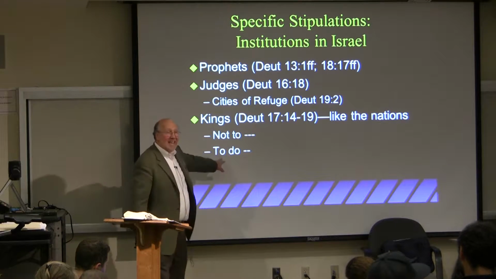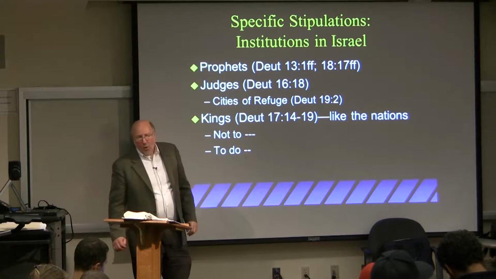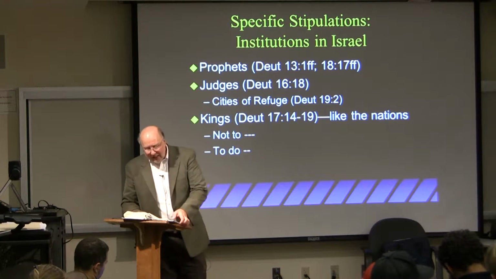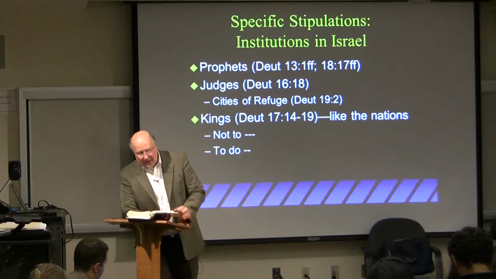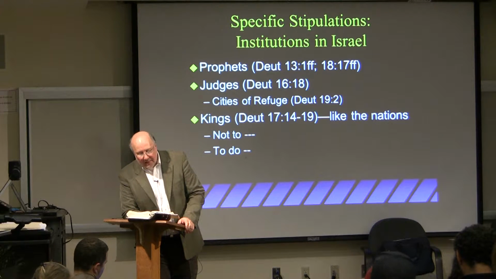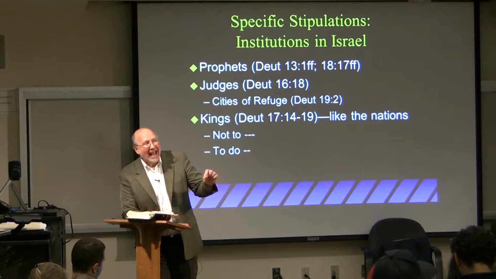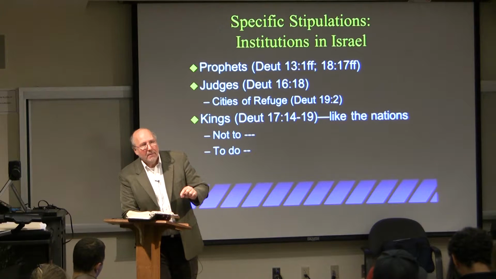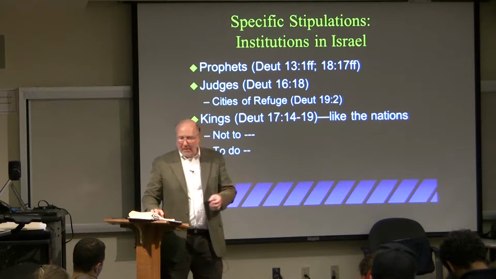Now, what is the king to do? That's what he's not to do, multiply those three things. What is a king to do? And basically, there's one commandment for the king. It says this in chapter 17, verse 18. When he takes the throne of his kingdom, he is to write for himself on a scroll a copy of this law. He is to write on a scroll a copy of this law. Okay? So the king himself is to make a handwritten copy of the law.